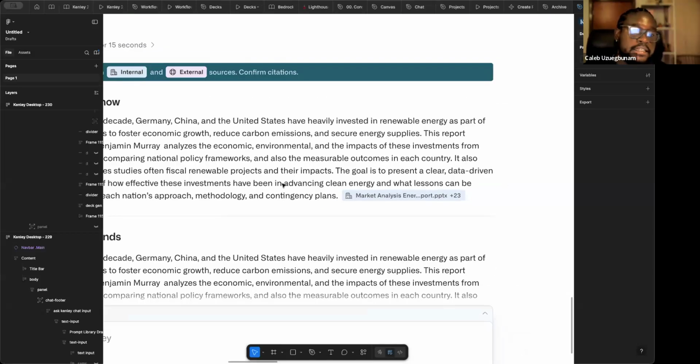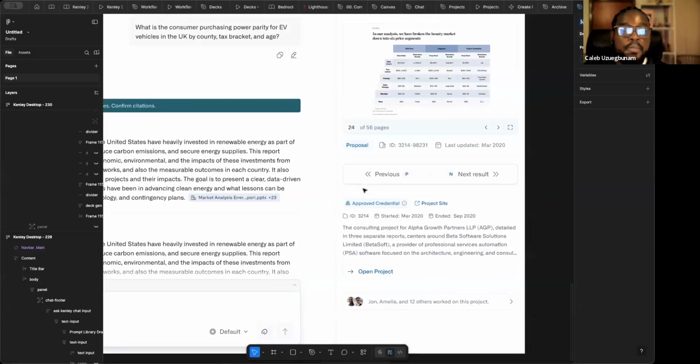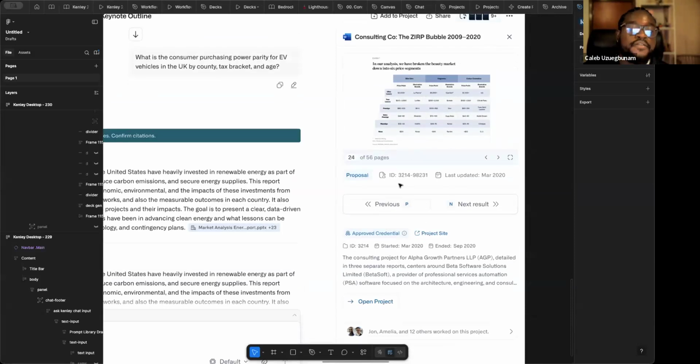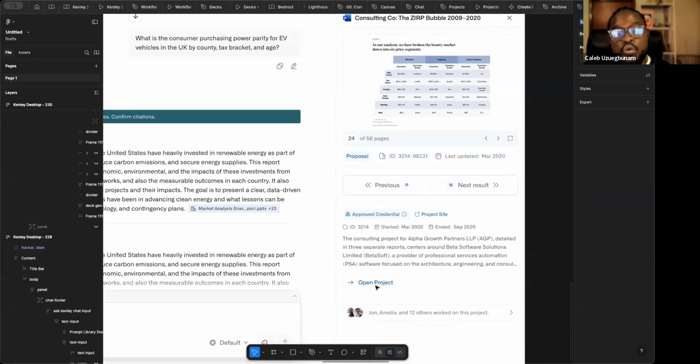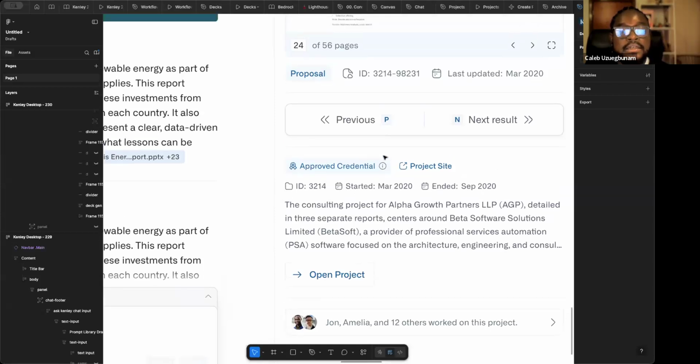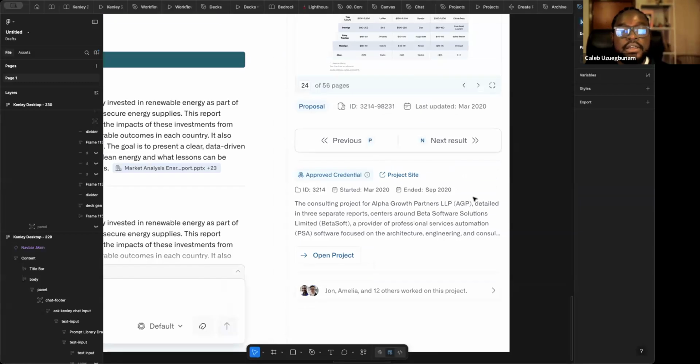And if you click on one of these citations, you can open that document to the exact page where that sentence or information has been pulled from. And you can also scan other pages in the document or scan through other citations. You can see more information about the document, like who contributed to it, who worked on the project, what the project was about, what year or date the project started and when it ended, and whether this is an approved credential or not, and so on and so forth.